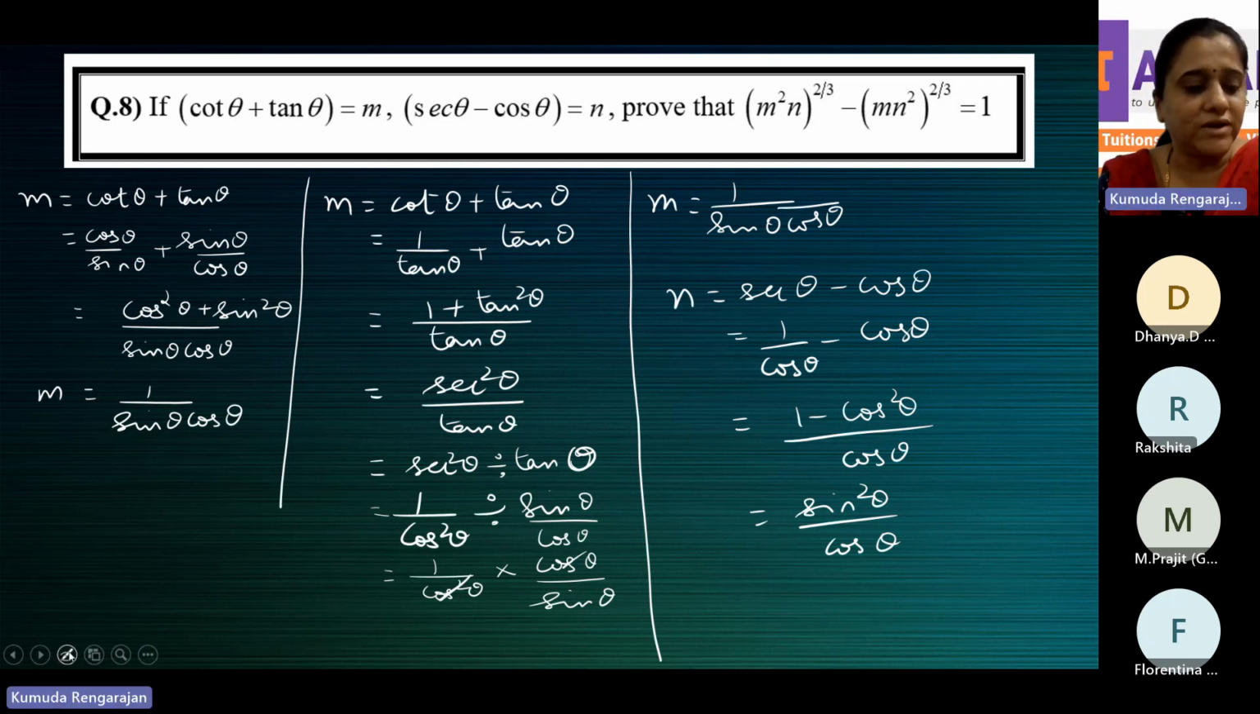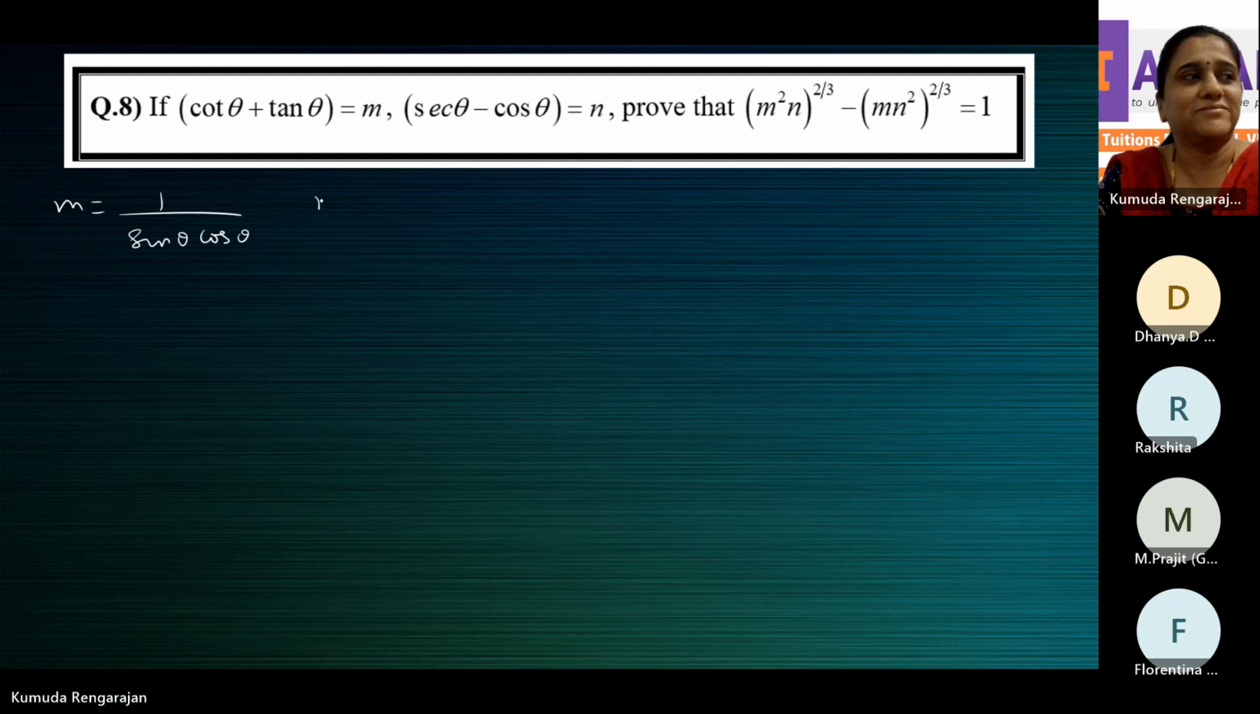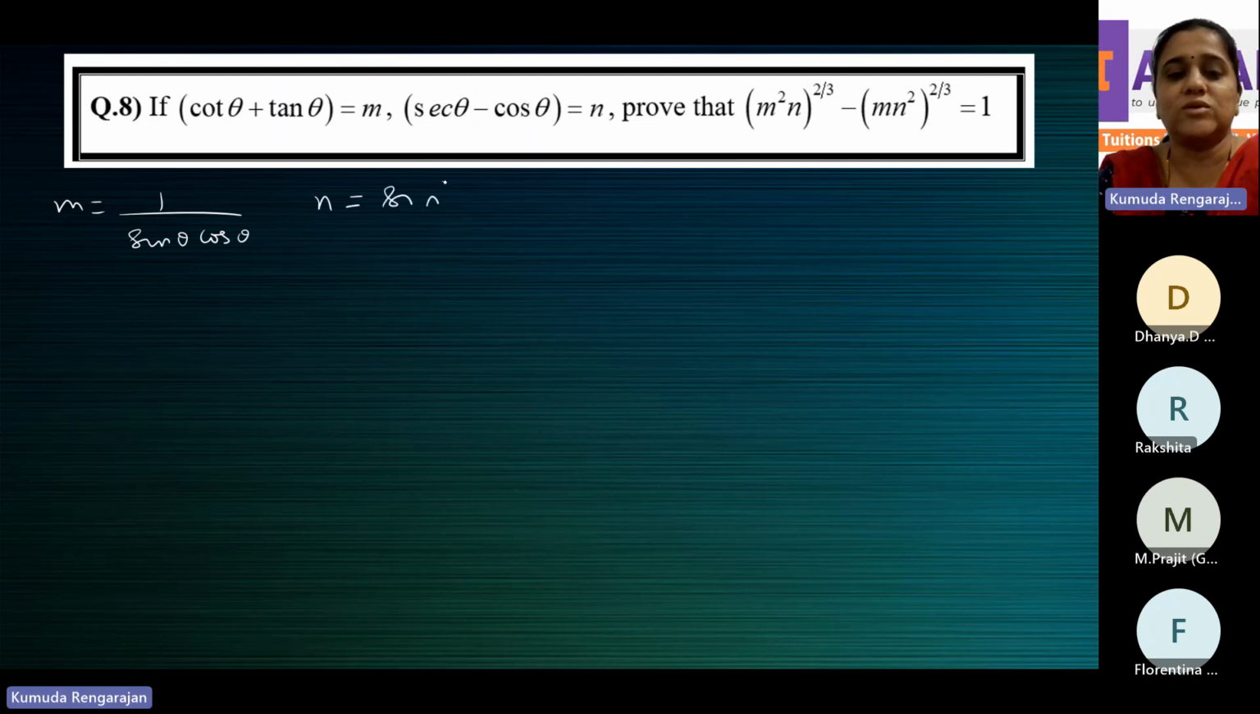Okay, so now we have simplified, no? What is M? 1 by sine theta cos theta. And what is N? Sine square theta by cos theta. Okay, now we need to take up the LHS and substitute all this.